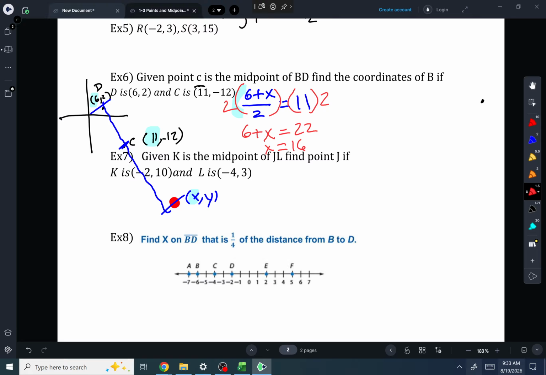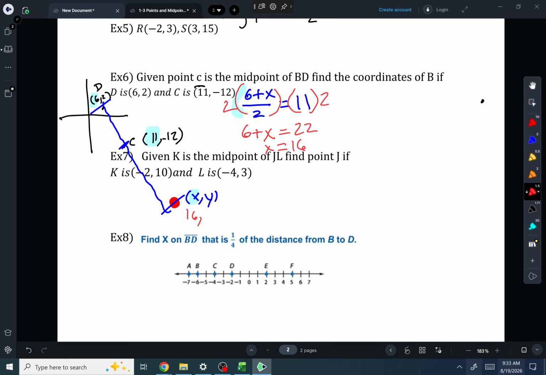Is it reasonable that that's 16? Does that reasonably look like that could be 16? Yeah, because it's farther to the right. And that's looking like the right kind of place. If you get negative 12, then you messed up. You know you messed up because negative 12 would be over here somewhere, and you'd think, no, it should be over here. That's why if you draw a picture, you don't make a mistake.